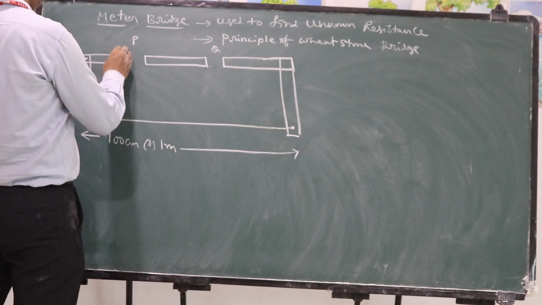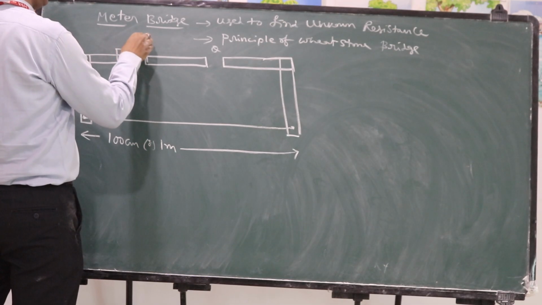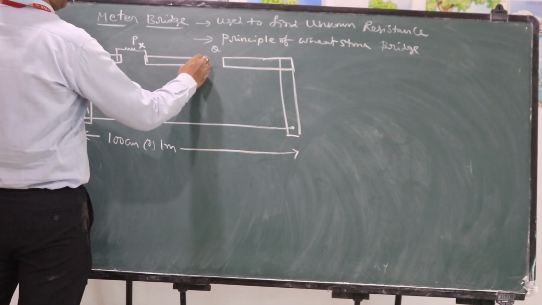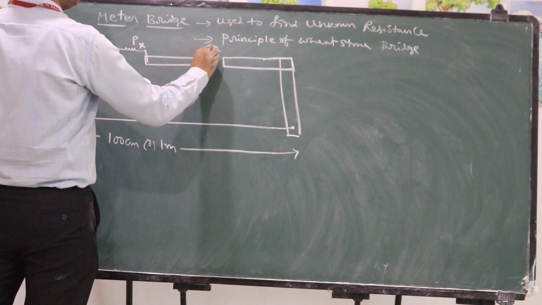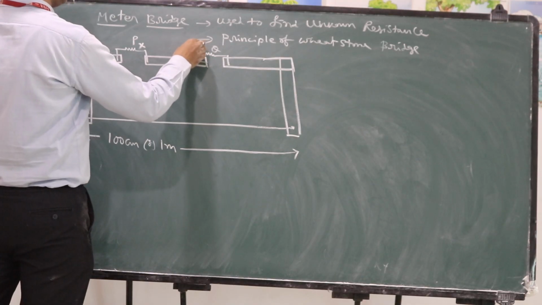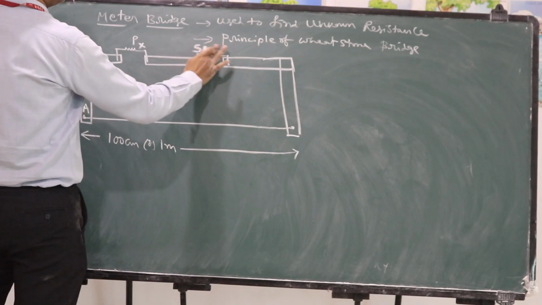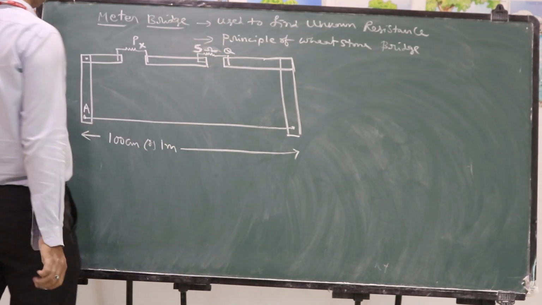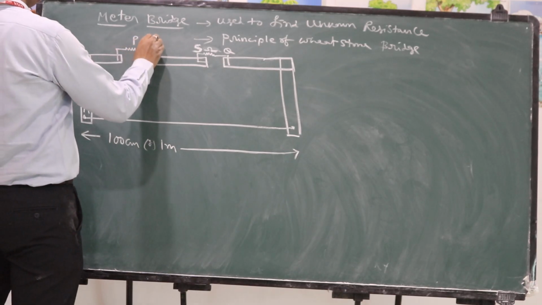In gap P, we will keep the unknown resistance. Whose resistance is to be found, we are keeping in the gap P. In the gap Q, we are keeping some standard known resistance. Let it be S. S ohms is the standard resistance which is kept in gap Q. X ohms is the unknown resistance to be found.